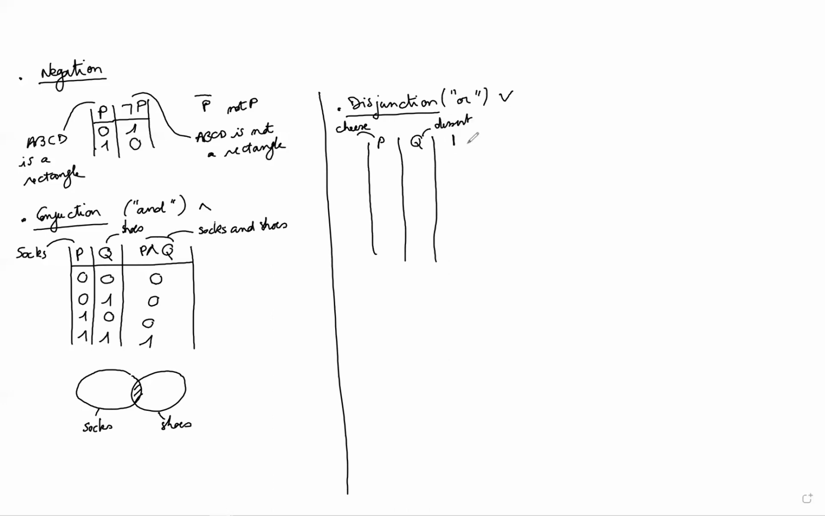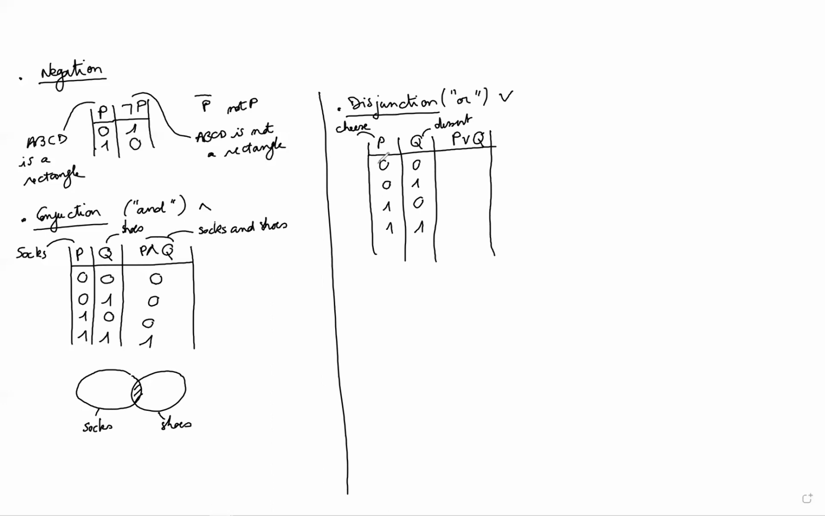And P or Q is I have cheese or dessert or both. I list all the possibilities of P and Q being true or false in exactly the same order as I did here, so I can compare both tables at the end.